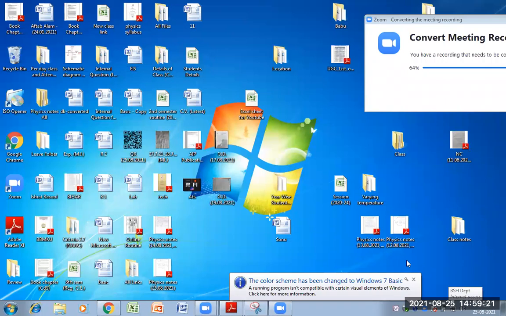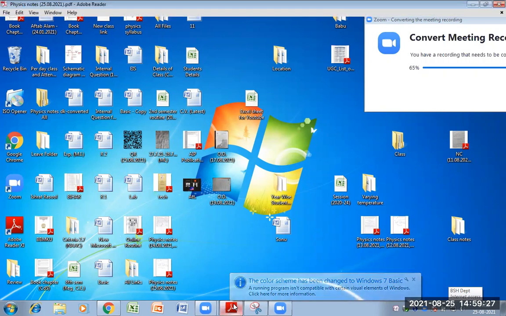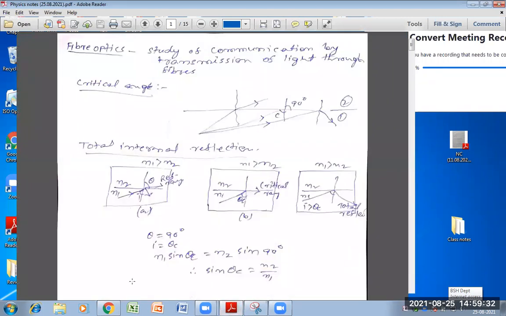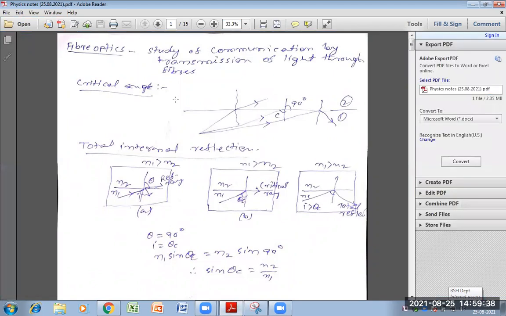So just, I am sharing my screen. Just wait. I am sharing my screen. Just wait, sharing the screen. Just wait, just wait. Now you are visible. Hello, is it visible?